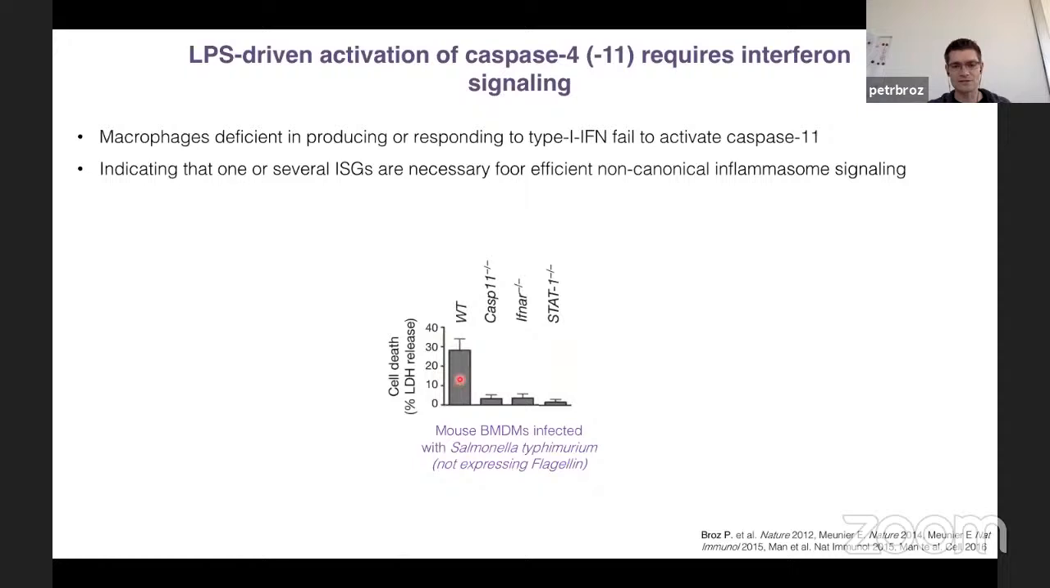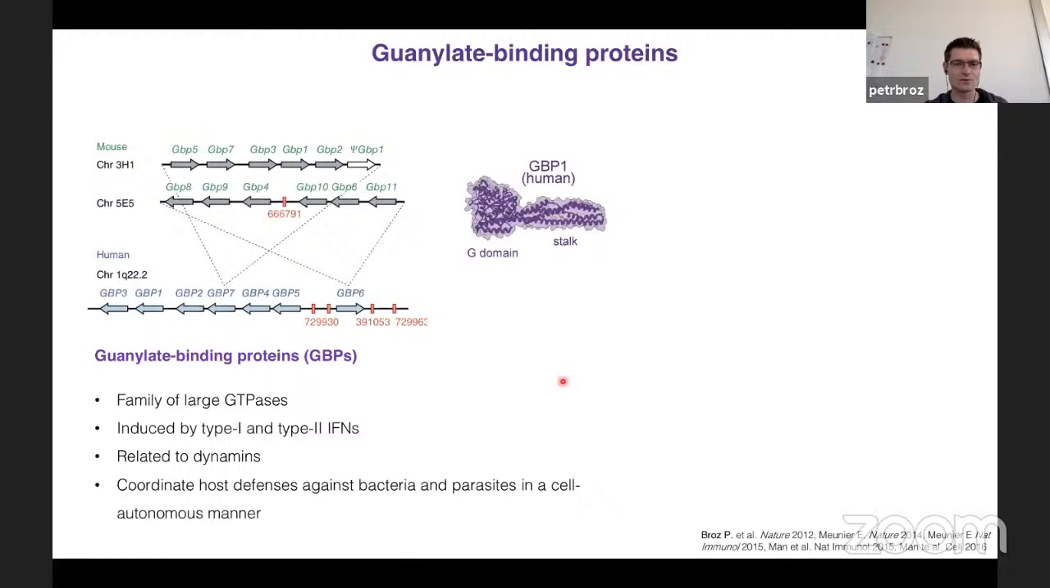Wild-type macrophages infected with these Salmonella activate cell death, caspase 11 knockouts do not, but also macrophages that don't respond to type 1 interferon, like IFNAR knockouts or STAT1 knockouts, do not induce any cell death. So this indicated that one or several interferon-stimulated genes are necessary for efficient non-canonical inflammasome activation. And over the years, this then led to the identification of a group of proteins that seem to be required to engage the non-canonical pathway, which are called the guanylate binding proteins, or the GBPs.